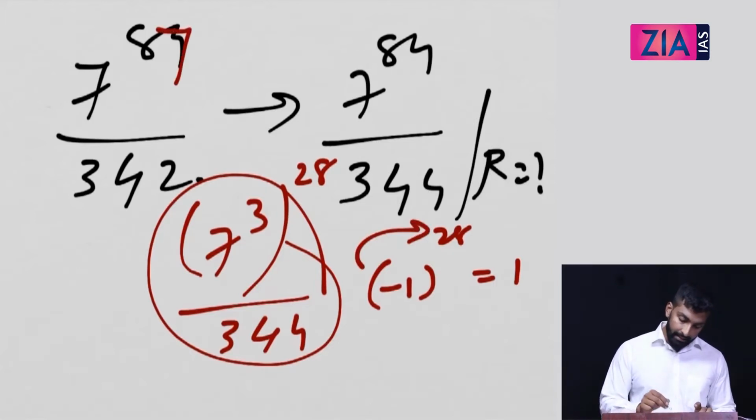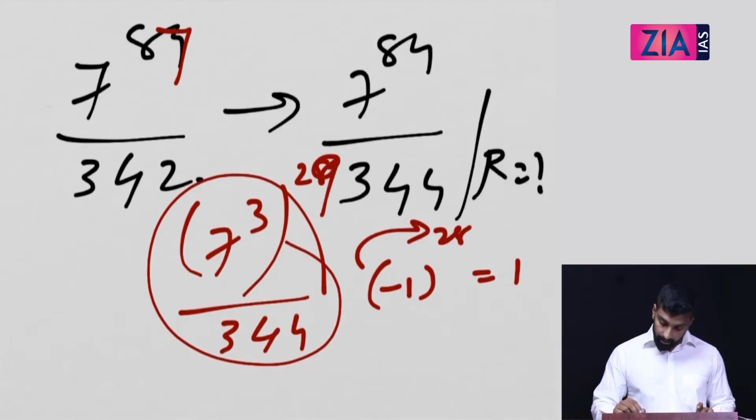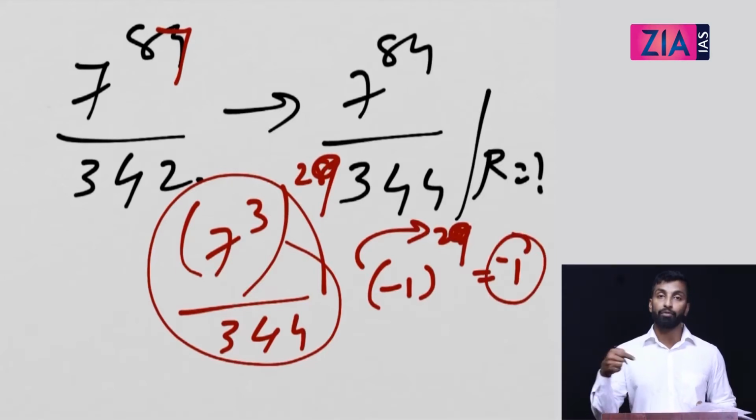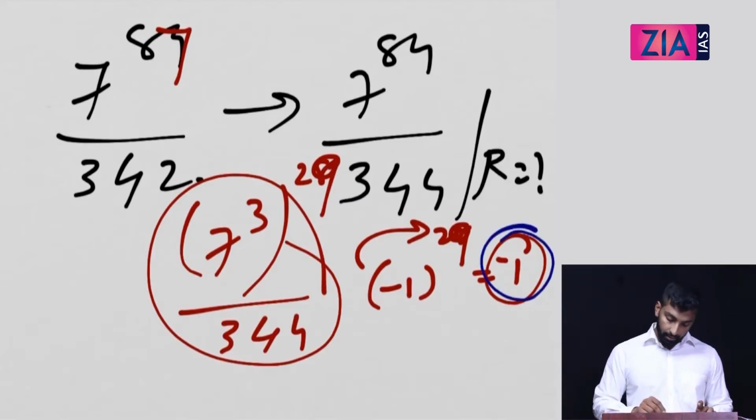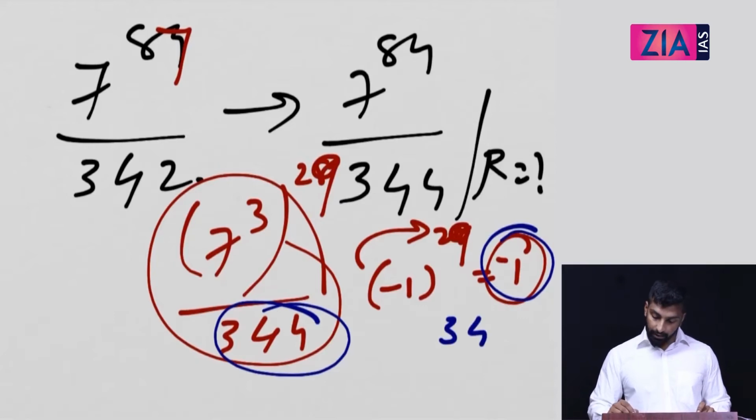Now had it been 7 raised to 87, then this 28 becomes 29. Then this +1 becomes -1. So -1 is the remainder. But you cannot find -1 in your option. So to convert this -1, it will become 344 - 1, that is 343.